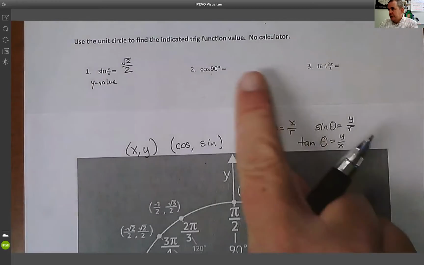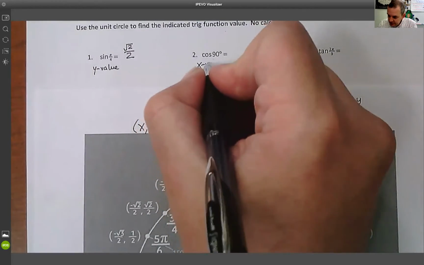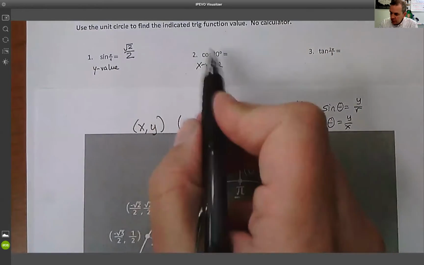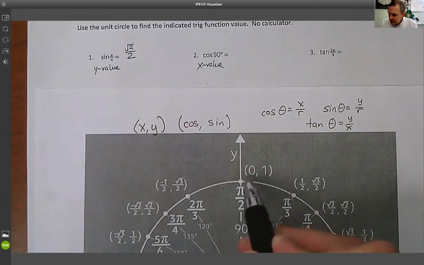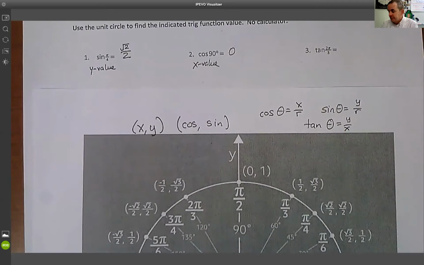It asked me to find cosine of 90 degrees. Well, if it asked me 90 degrees, again, cosine is the x value. We're going to look at 90 degrees. We come up. The x value of this point is 0. So cosine of 90 degrees is 0.